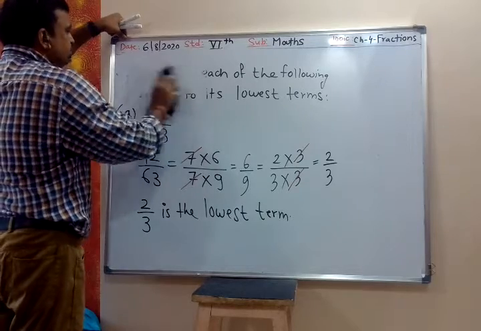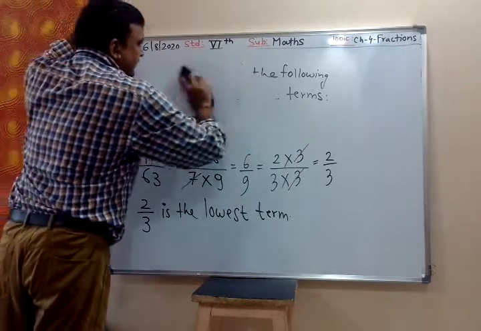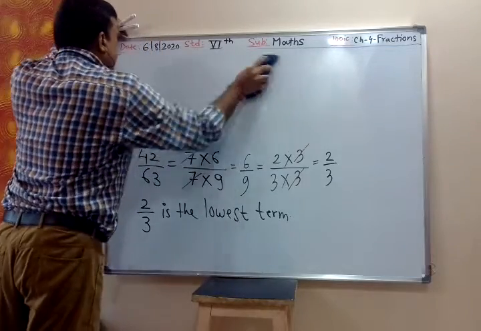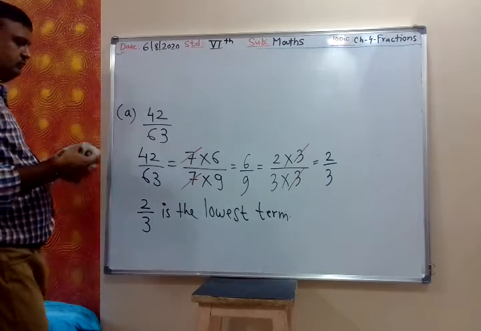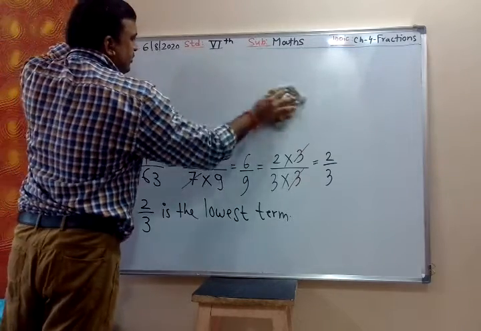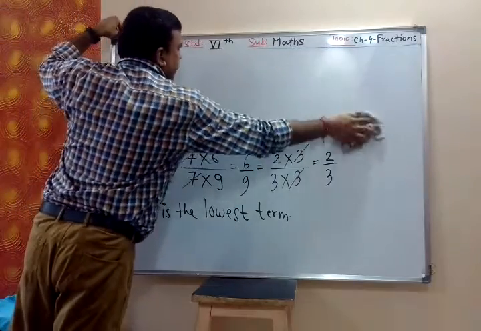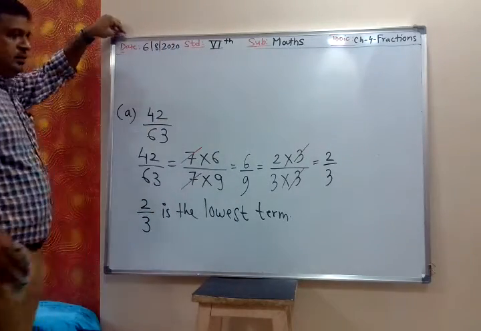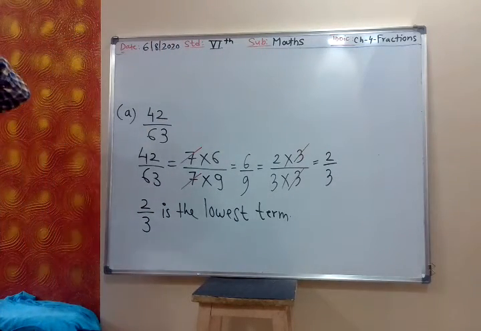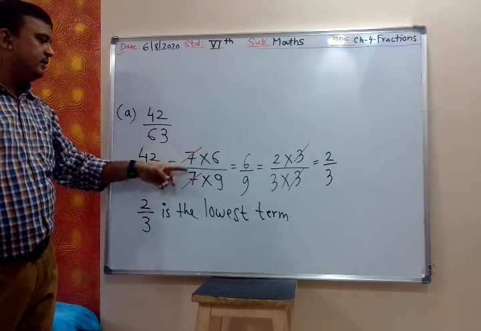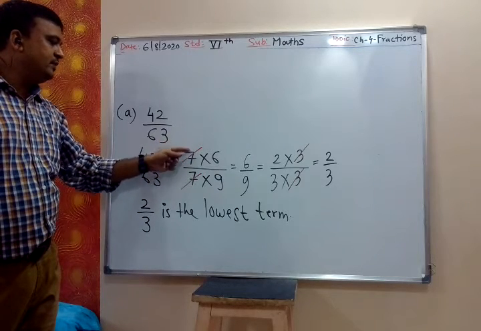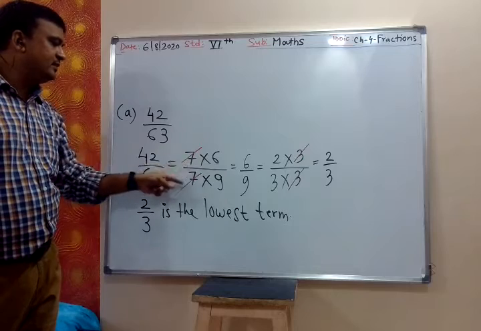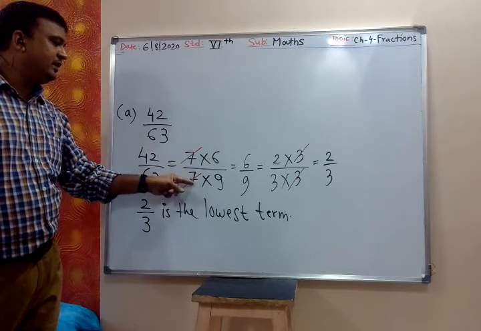Nobody will write anything in the chat box. So to write it in the lowest form, you have to cancel the common number from numerator and denominator. 7 is there in numerator, 7 is there in denominator, that I can cancel. Same number in numerator and denominator we can cancel.